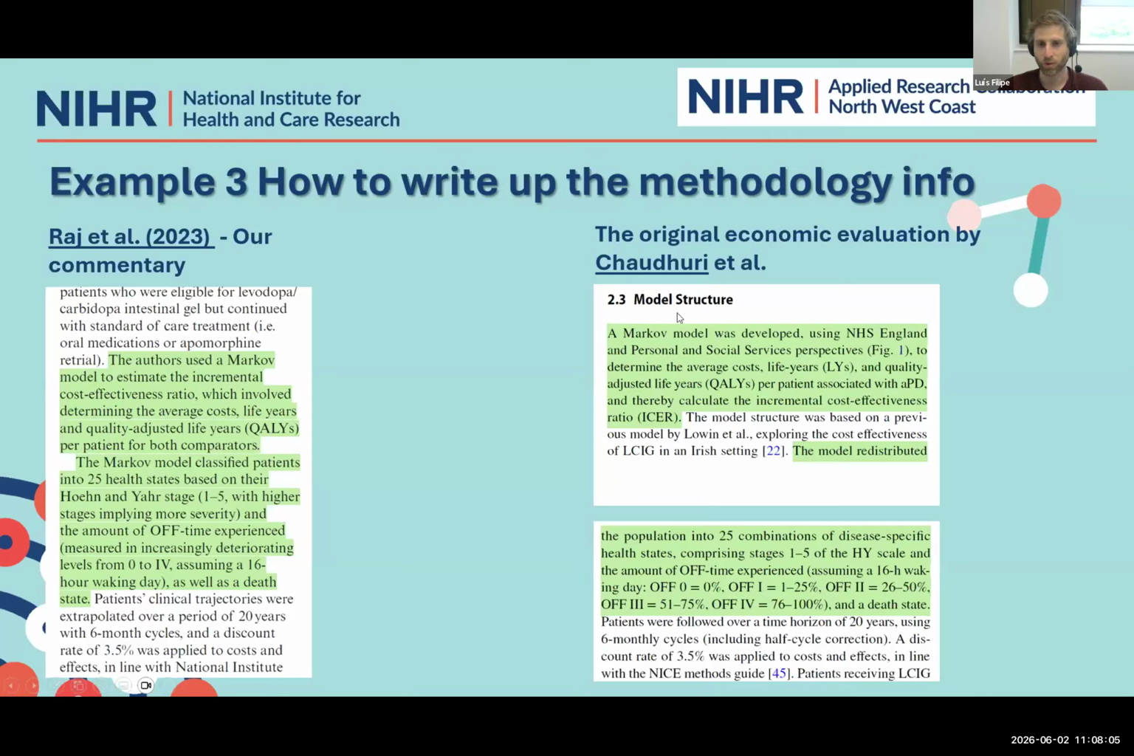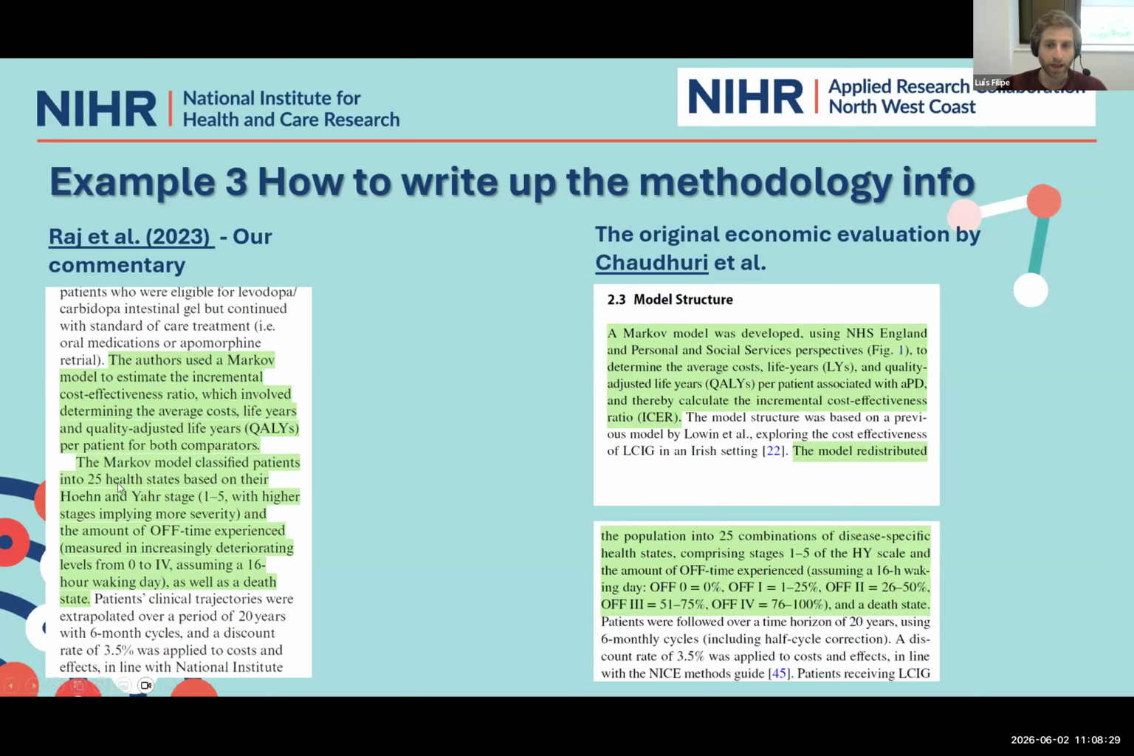Of the section of the model structure of the original paper, which said a Markov model was developed using an NHS England and personal and social services perspective. So you even have the perspective in here to determine the average cost, life years and quality adjusted life years per patient associated with Parkinson's disease, and thereby calculate the incremental cost effectiveness ratio.